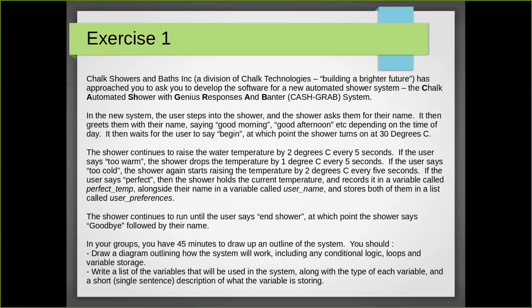Now you can do this in all sorts of ways, and I don't mind how you do it, but essentially we want some sort of pictorial representation of the system if we were creating a computer program for this system. Okay, so important things to flag up: where the conditional logic is, where the loops are, where the variable storage is, and then writing all your variables out and what type they are and what they are doing. Any questions about any of that?